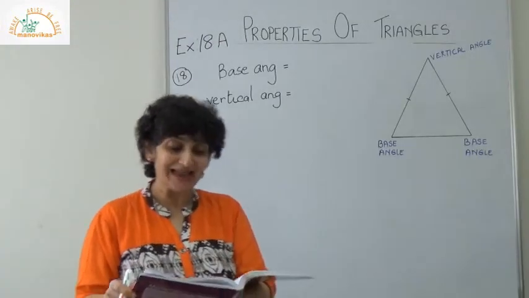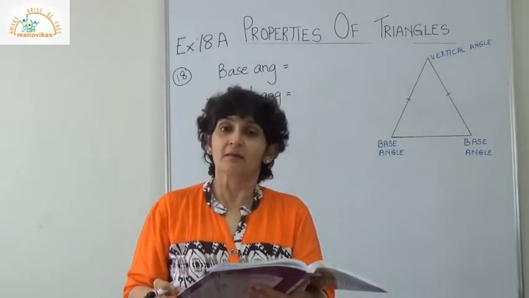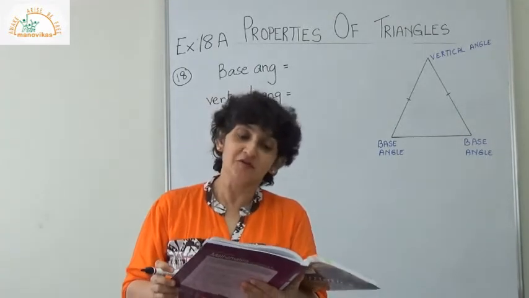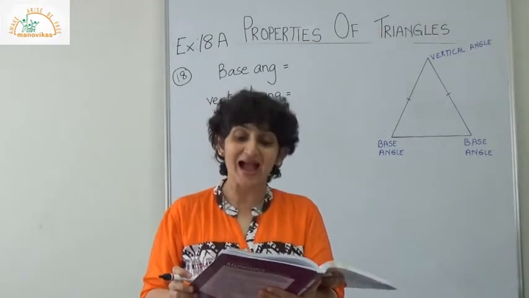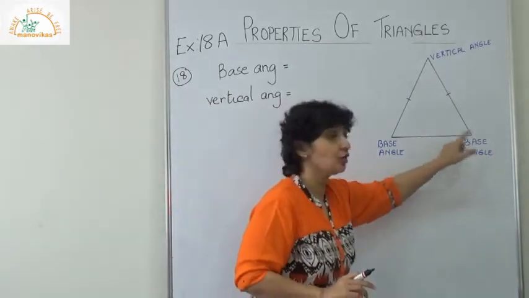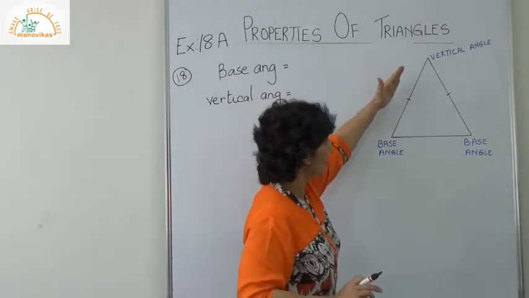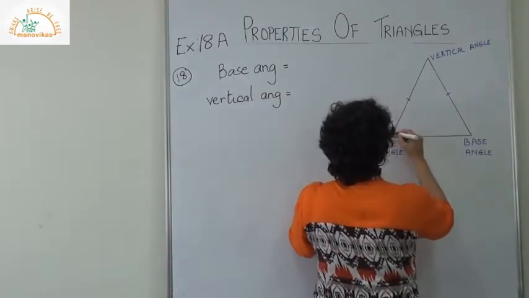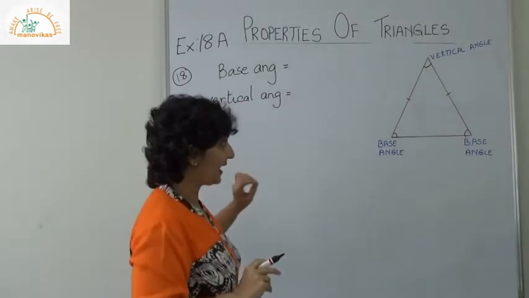Let's move on to question 18. Now, what does question 18 say, children? Each base angle of an isosceles triangle is 15 more than its vertical angle. Find each angle of the triangle. Alright? Now, these two children are your base angles. This is an isosceles triangle. So, these two sides are equal. These are called your base angles, and this is your vertical angle.